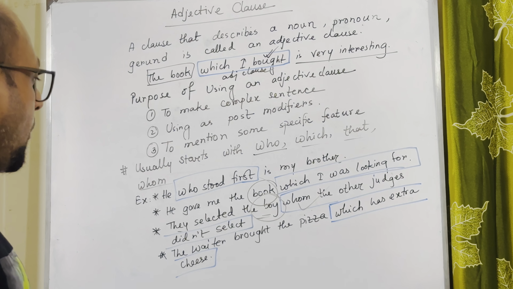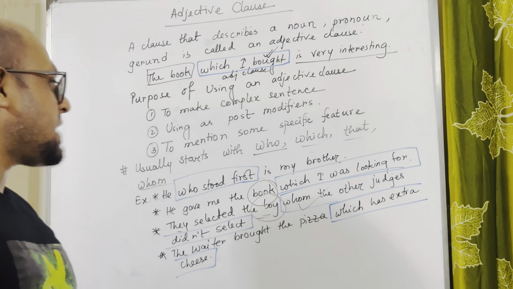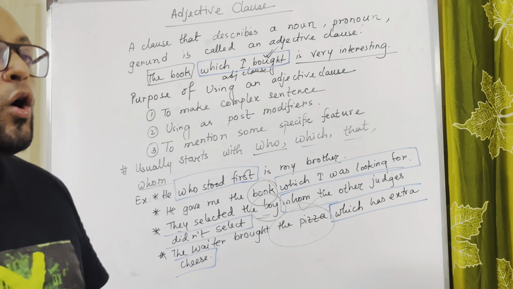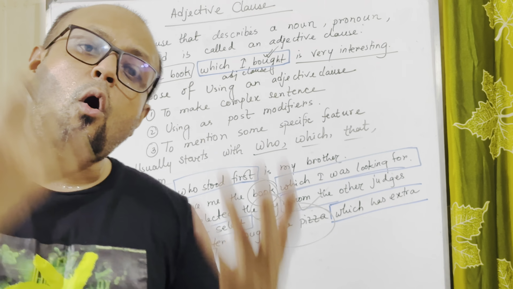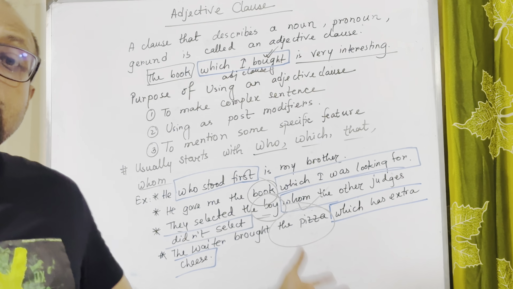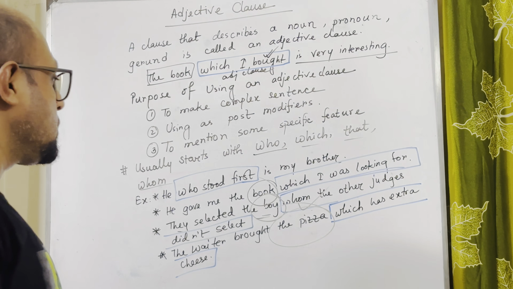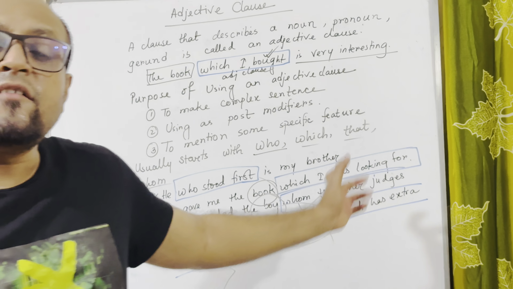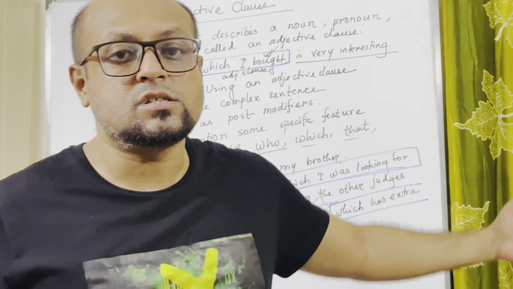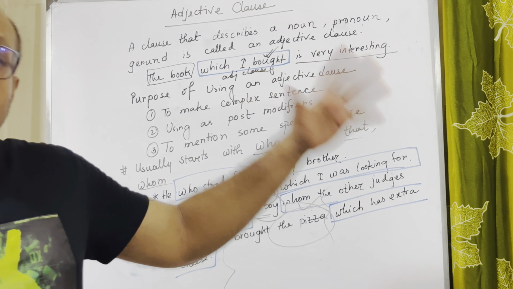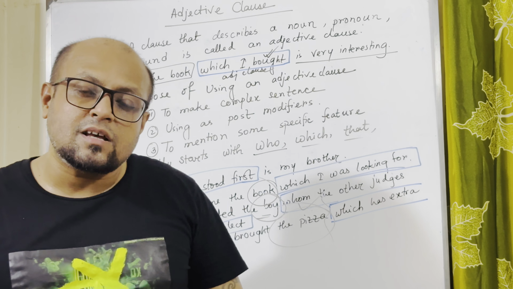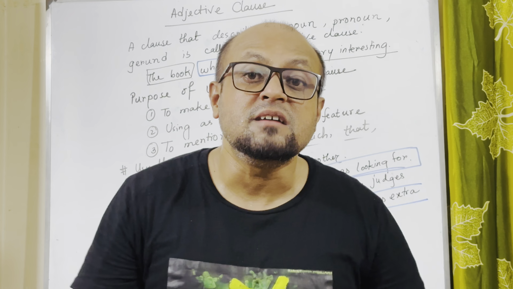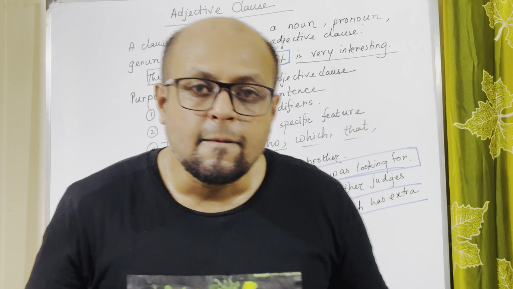And the final one is, the waiter brought the pizza which has extra cheese. Here it's not about all pizza, or ordinary pizza, it's about pizza which has extra cheese. This section, which has extra cheese, is providing information about the word pizza, so it's an adjective clause. In this way you can apply adjective clauses in your writing, and your writing will get a different dimension. It will look good.